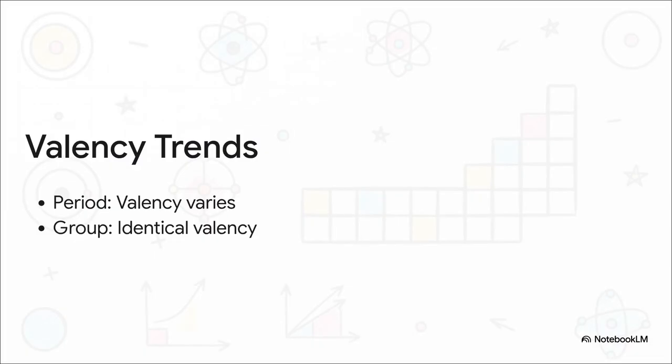So, let's summarize the periodic trend for valency based on everything we've covered today. When we move from left to right across a period, the valency varies systematically, simply because the number of valence electrons is increasing. However, when we move from top to bottom down a group, the valency remains absolutely identical, because those outermost electrons are the exact same number.